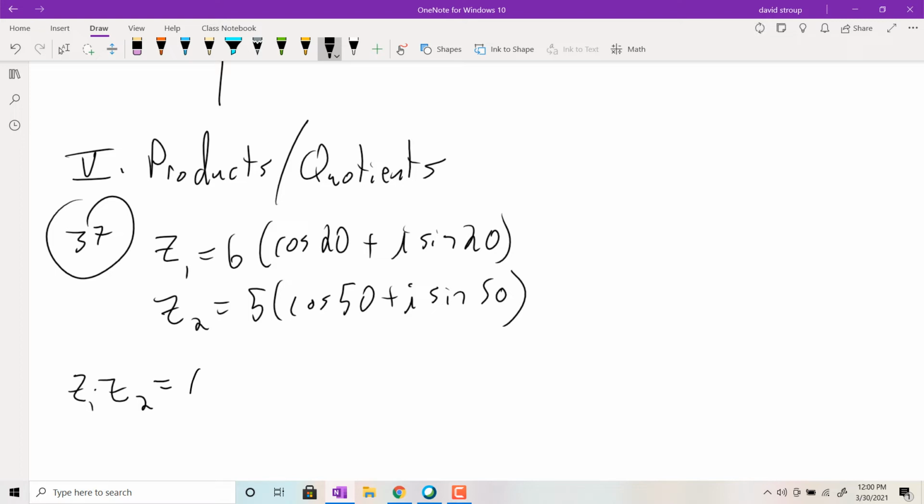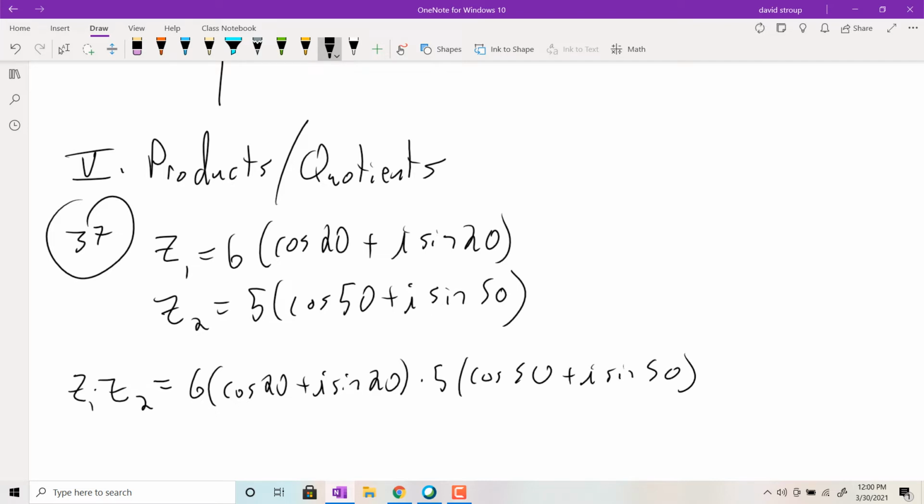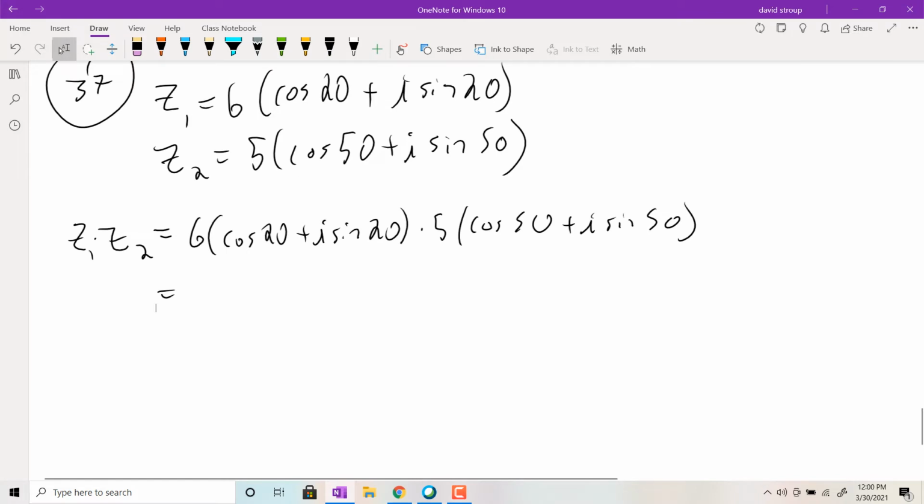Okay, so literally what is this? I'm going to have to recopy. You may not even want to copy this down, just sort of watch. You can multiply using commutative rules. So you can multiply the 6 times 5 is 30. And then you're going to FOIL out the cosine 20 plus I sine 20 times cosine 50 plus I sine 50.